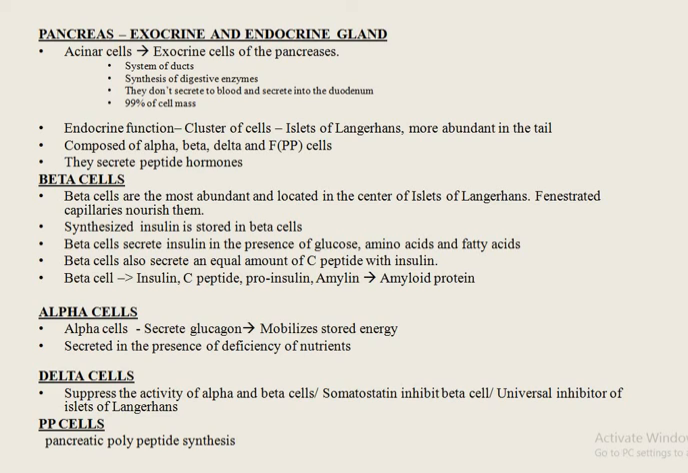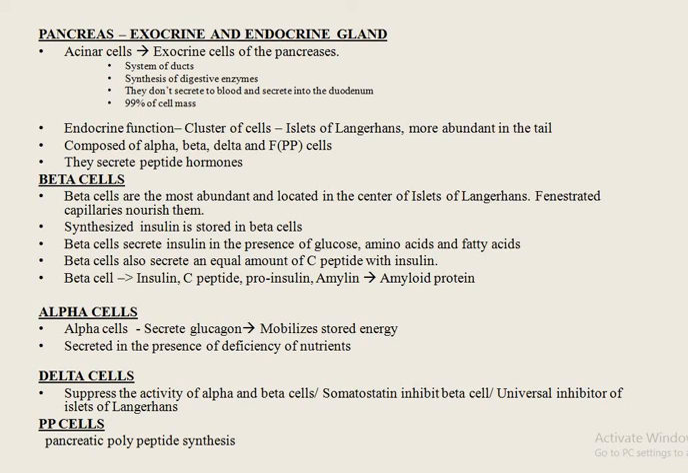So these cells in common will secrete peptide hormones, the alpha, beta, delta, and the PP cells. The beta cells, these are the most abundant cells, and they are situated in the center of the islets of Langerhans, and they are nourished by fenestrated capillaries. What the beta cells do is, in the presence of glucose, amino acids, or fatty acids, they detect the presence of these molecules, and then they release insulin, which we call secretion of insulin.